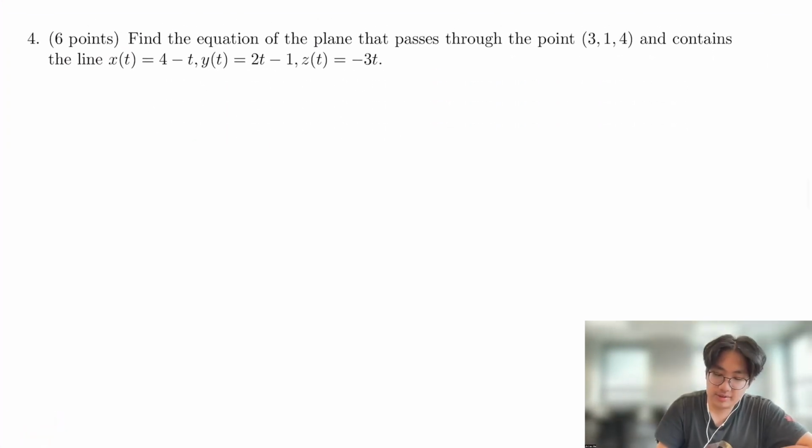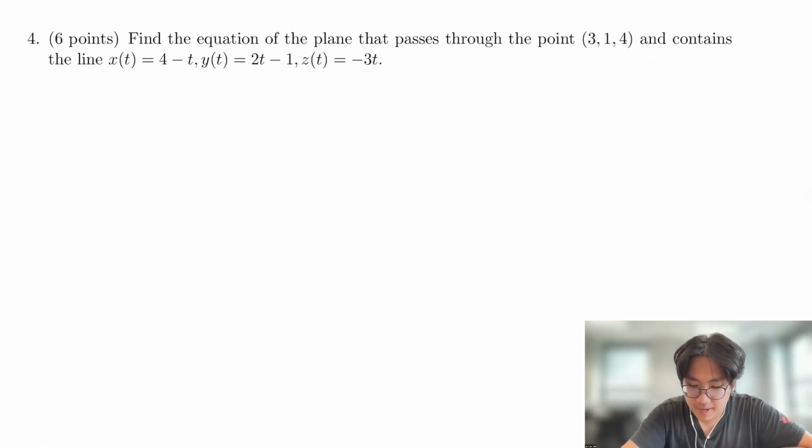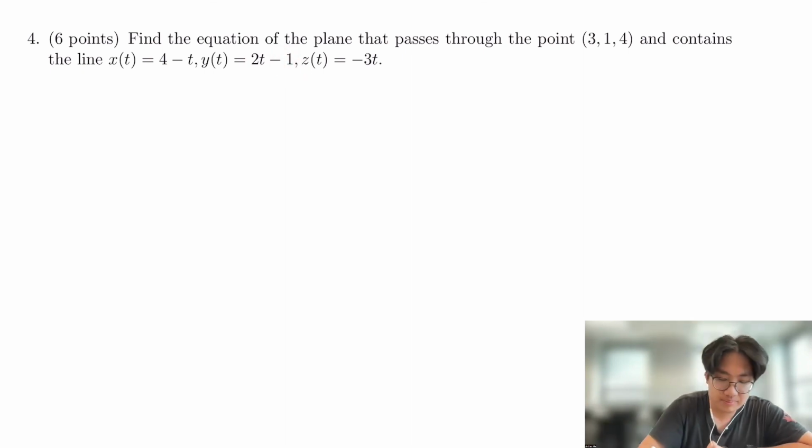Okay, next we want to find the equation of the plane that passes through the point 3, 1, 4 (as a pi joke), and contains the line x(t) = 4 - t, y(t) = 2 - t, and z(t) = -3t. In this case, what we want to first do is extract the equation of the line. We can do this by identifying the points, which is just the constants, as well as the coefficients of the t term.